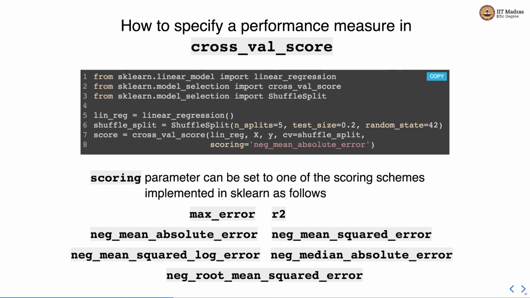So far we were using the default scoring mechanism for calculating the cross-validation score. Now we'll try to specify different scoring mechanisms. We have already seen some of the scoring metrics which correspond to error metrics a few slides before. The scoring parameter can be set to one of the scoring schemes implemented in sklearn. So we can use max error, R2, or the negative of the error metrics, that is negative mean absolute error, negative mean squared error, negative mean squared log error, negative median absolute error, and negative root mean squared error. We can substitute these values in the scoring parameter and get that particular score after doing the cross-validation. Since we are doing cross-validation, hopefully these scores are more robust than calculating them on a single training and test split.